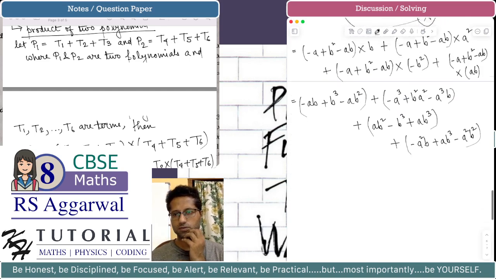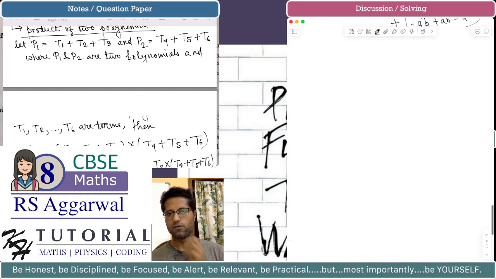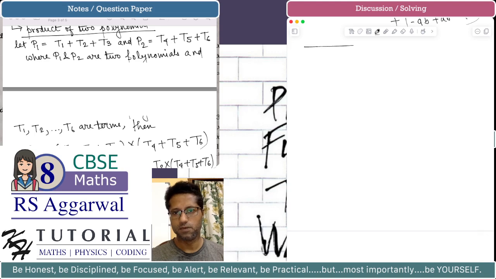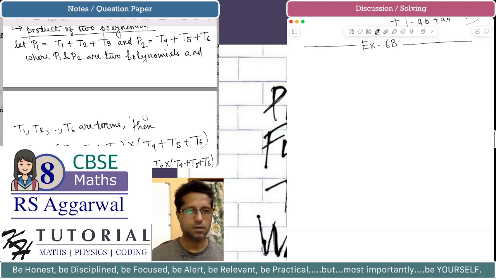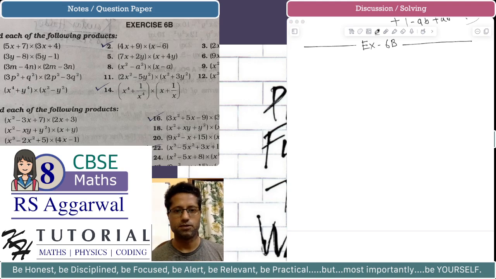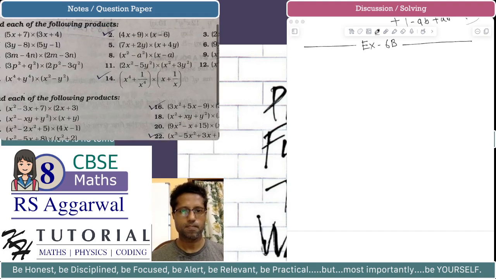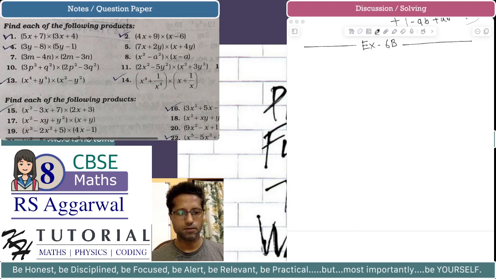Now let's solve some selected problems from exercise 6B from the textbook of author RS Aggarwal to apply the concepts that we just learned, that is, in finding the product of algebraic expressions. Let me see if you can see the exercise B problems or not. Okay, you can see it. I will not solve all the problems, that will take a lot of time. I will do some selected problems.